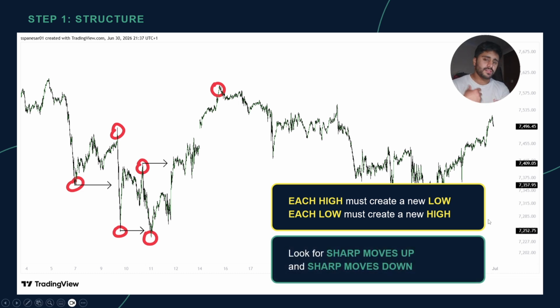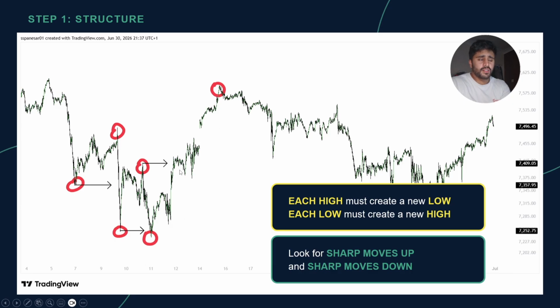Rule number 2 is something which comes with a bit of practice. I'm looking for sharp moves up and sharp moves down. These represent the pivot points or the areas that I'm most interested in. So as you can see here, even if we start from here where I haven't marked it up, you have a sharp move down, sharp move up, sharp move down, sharp move up, sharp move down, sharp move up, right?